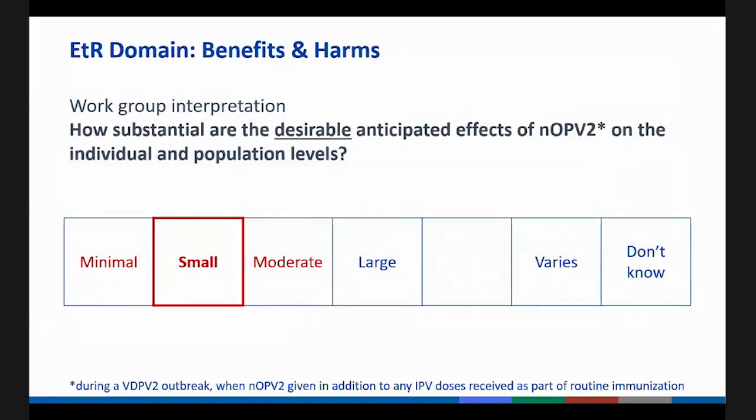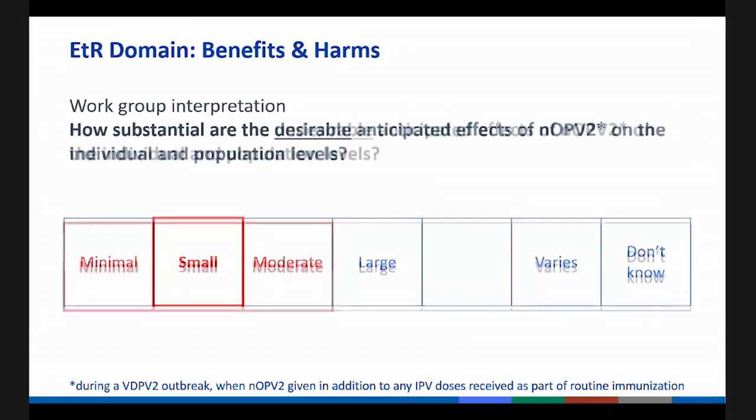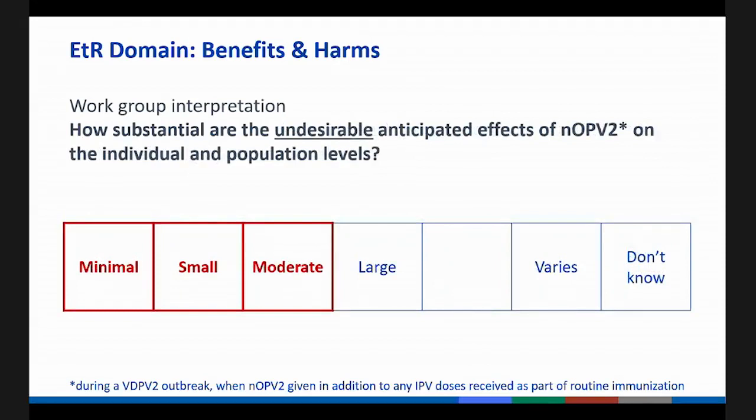So when assessing how substantial the desirable anticipated effects of NOPV2 are on both the individual and population levels, approximately half of the work group felt the desirable effects of using NOPV2 in addition to IPV were small, but some members felt that the desirable effects were minimal and some felt they were moderate. When asked about the undesirable anticipated effects, the work group was evenly divided between minimal, small, and moderate.